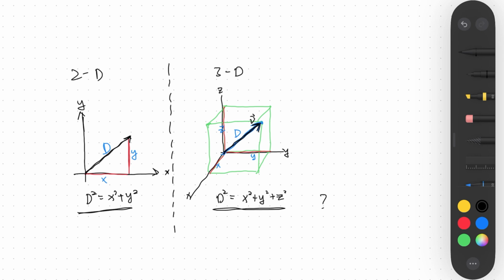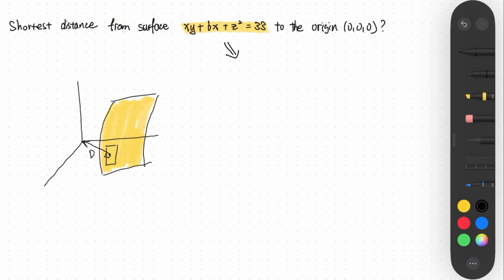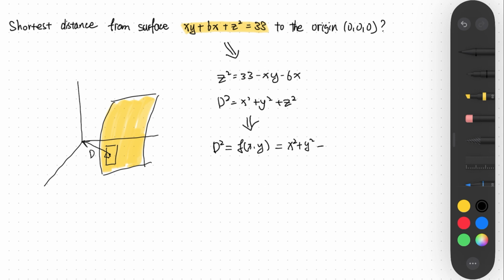And how can we relate that equation to our problem here? What we can do is to rewrite the surface equation for z in terms of x and y. So z² will be 33 - xy - 6x. So we can plug the z² into the distance equation, and the distance will be a function of x and y. So d² will be equal to x² + y² + 33 - xy - 6x.